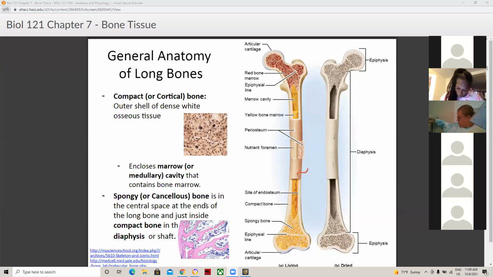So cortical bone lines the outer shell. Spongy or cancellous bone is in the central space of long bones and at the ends. The diaphysis of a bone is the shaft of a long bone. So it's this whole long region right here.